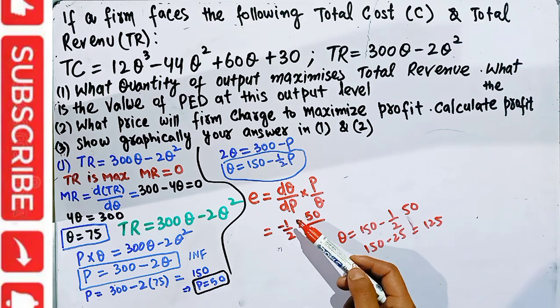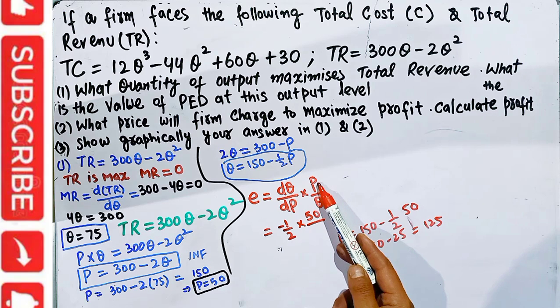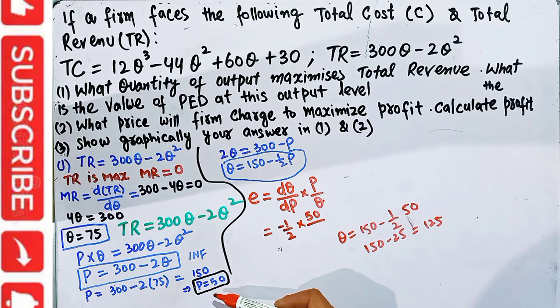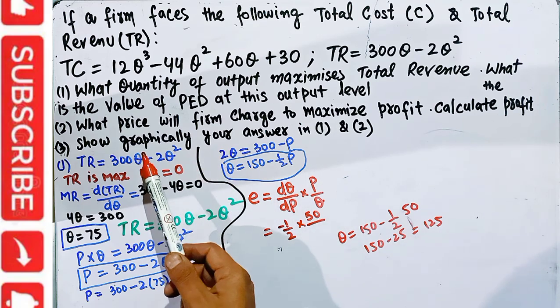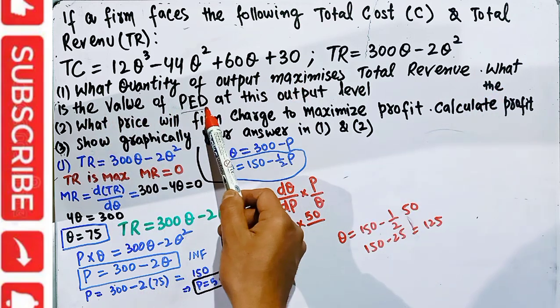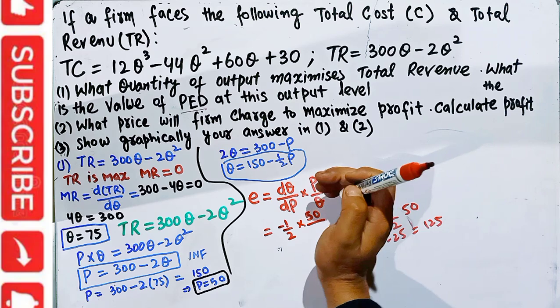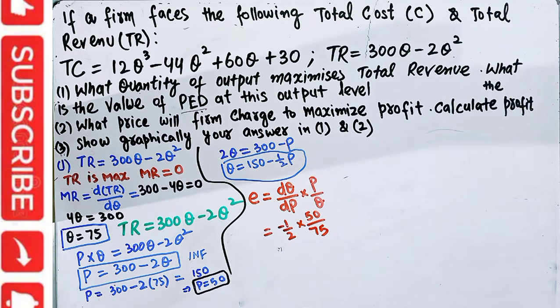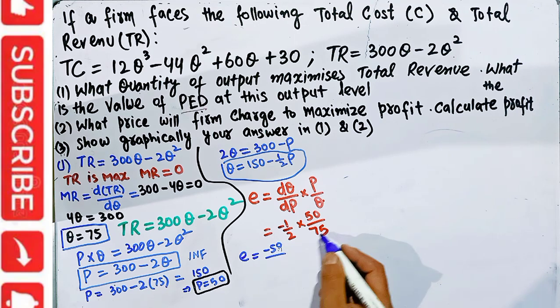Change in the output with respect to price times P upon Q. So when P is equal to 50, and we are being told to find out what is the value of price elasticity of demand at this output level? So Q will be equal to 75. Solving this, we will get E will be equal to minus 50 upon 75.